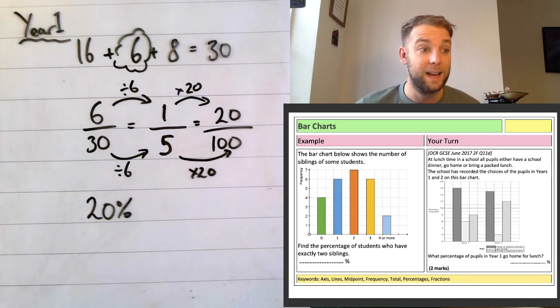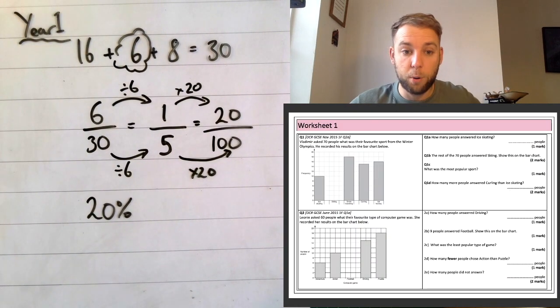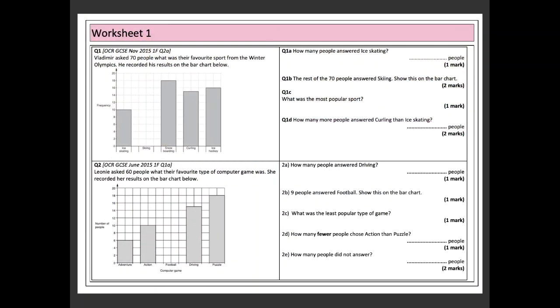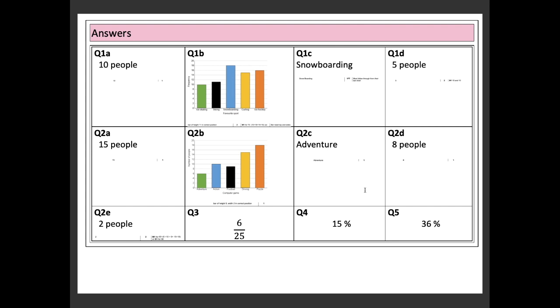Brilliant. So let's have a go at some of these questions then. 28% and 20%. So pause now and have a little go at these yourself. These are all past paper questions. There's 2 worksheets here. Okay, I'm going to pop the second worksheet up. Have a go at that second worksheet. Brilliant. So mark these in green then.